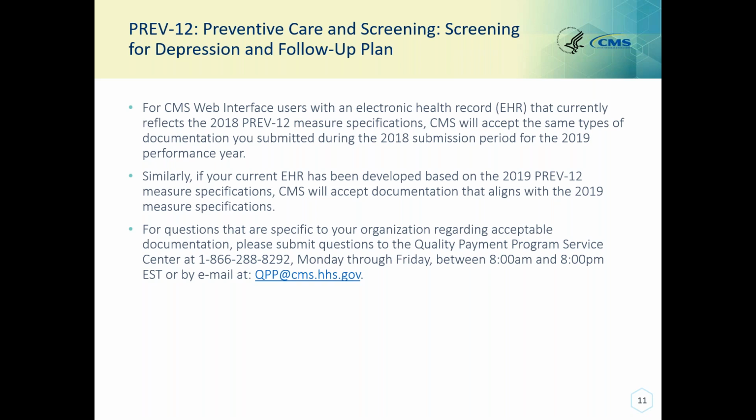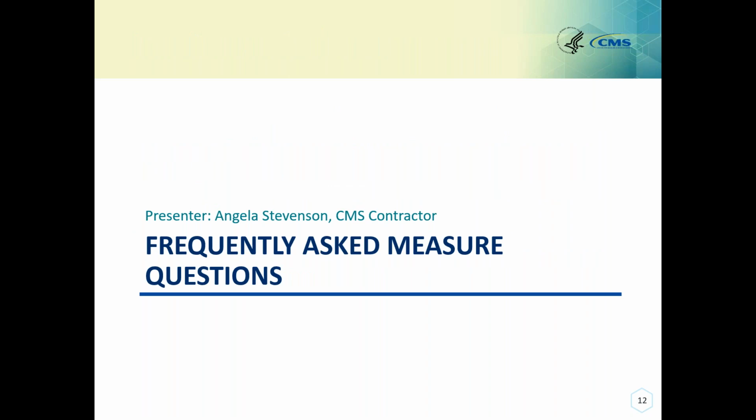For questions that are specific to your organization regarding acceptable documentation, please submit questions to the Quality Payment Program Service Center at 1-866-288-8292, Monday through Friday between 8 a.m. and 8 p.m. or by email at the email address listed on this slide. Next slide, please. And now Angela Stevenson will go over some frequently asked measure questions.